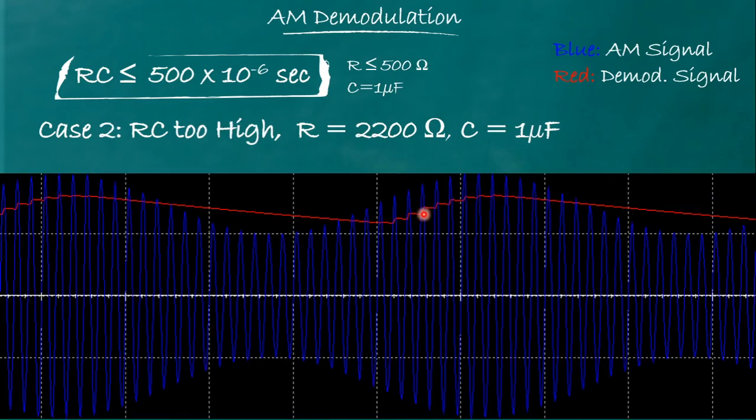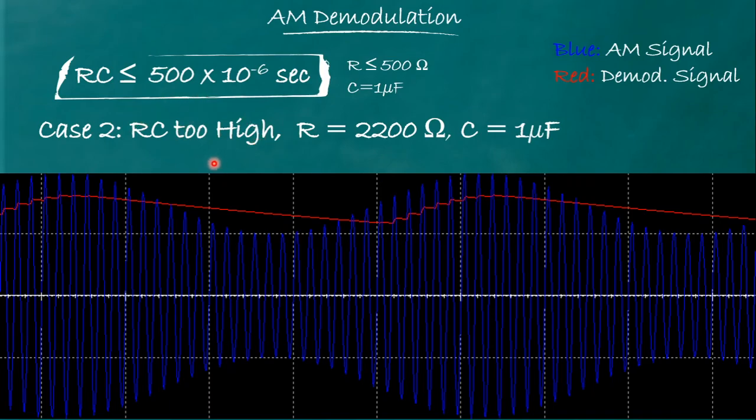Let us consider another case, where RC is too high. Here the maximum value of R is 500 ohm, so let us cross this limit and take it as 2200. If we take R as 2200, RC will be too high, and the capacitor will take too much time to discharge. As a result, your output signal is not able to follow the shape of the envelope, and you can see that the negative peak of the envelope is getting clipped off. So negative peak clipping also occurs because of the high value of RC.